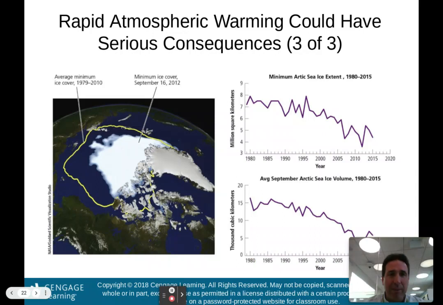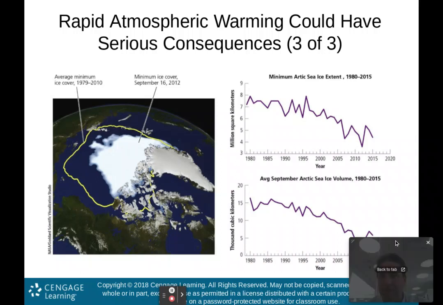This is talking about the big melt. You'll notice the average minimum ice cover from 1979 to 2010. This isn't at the North Pole. It covered this entire area here outlined by yellow. On September 16th, 2012, this was the minimum ice cover. So you can see in just, what are we talking about here? We're talking about 30 to 40 years, right? Look at this minimum sea ice Arctic extent, and the average sea ice by volume just continues to drop. Again, there are fluctuations, but the overall trend is down.